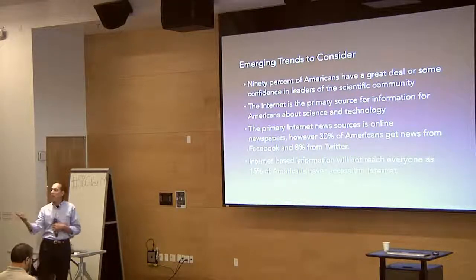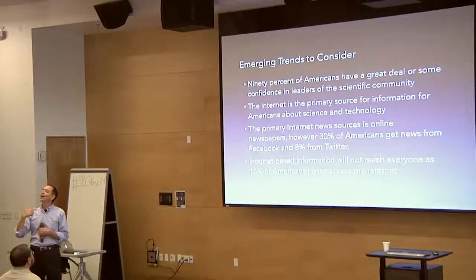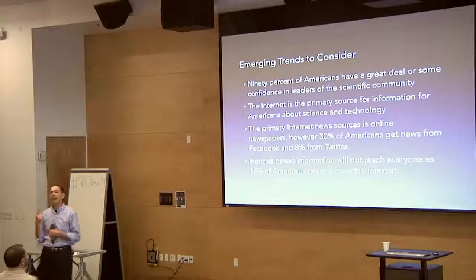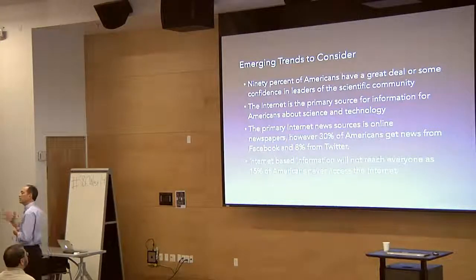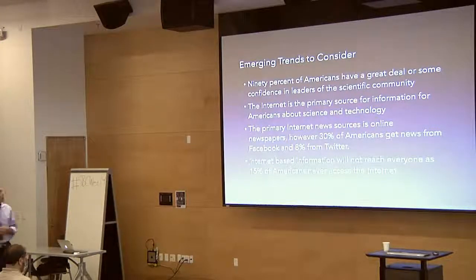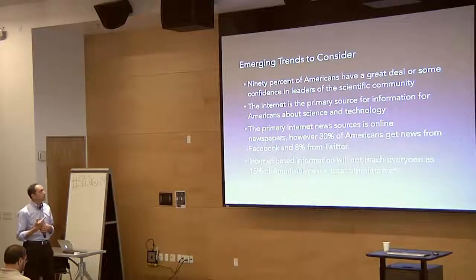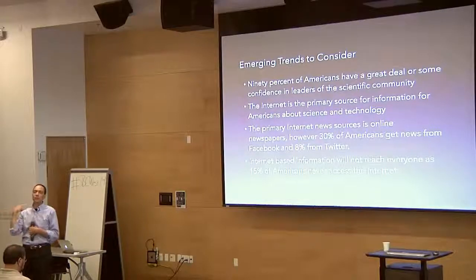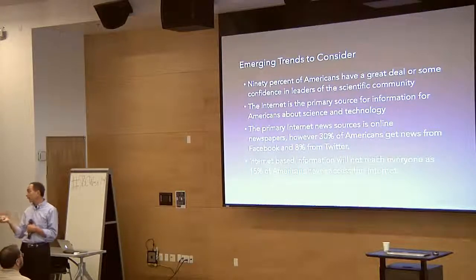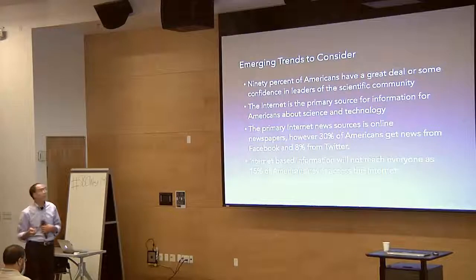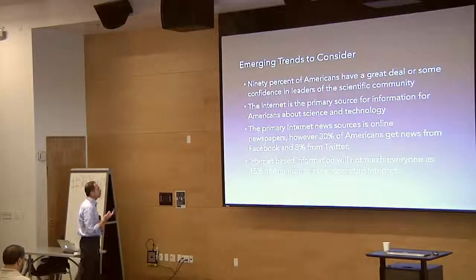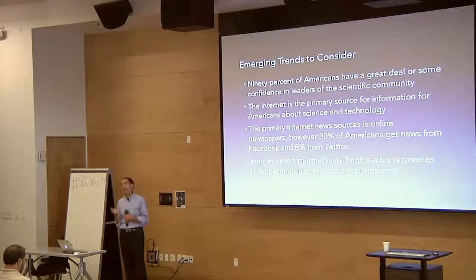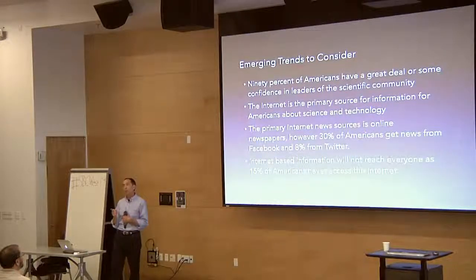So I want to talk about trust and scientists. And the first factoid here, I think, is very important in the public policy context: people trust scientists. And in fact, not just scientists, but they trust people like museums. They trust people like librarians. Also, they have a high degree of trust in them. The internet's the primary source of information for Americans about science and technology. The primary source.